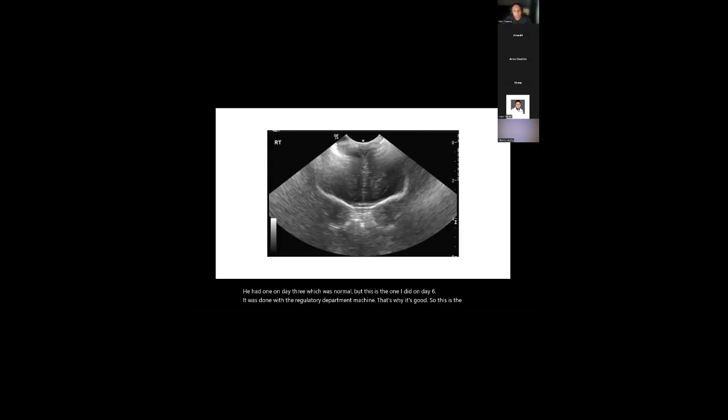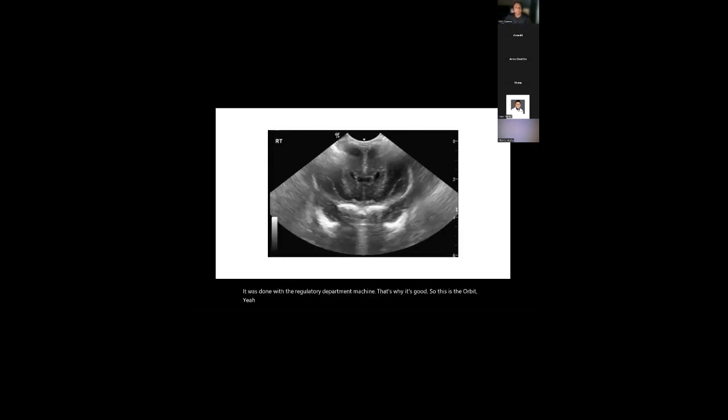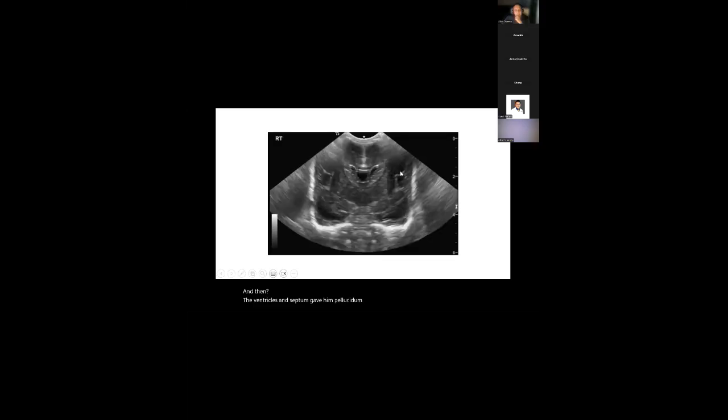So this is the orbit. Yeah, perfect. And then the ventricles and septum cavum pellucidum. Correct. And then again the ventricles, Sylvian fissure. The only thing I felt here was the cavum septum pellucidum was a little bit larger than I would expect, but apparently it was passed as normal. Yeah, it is. It can be larger than the ventricles as well.